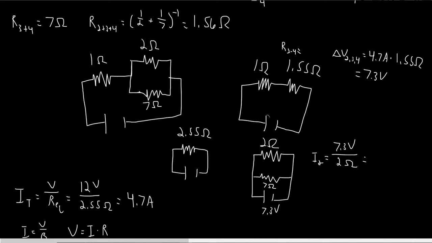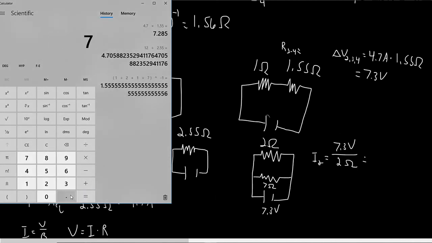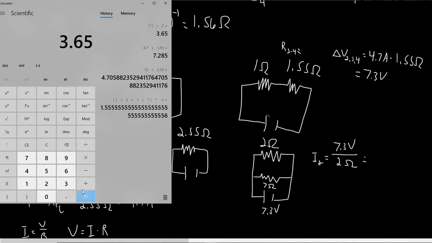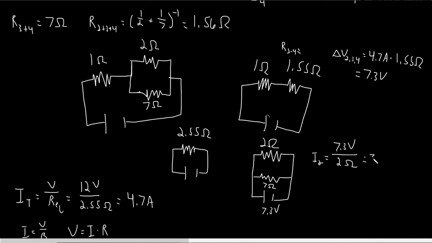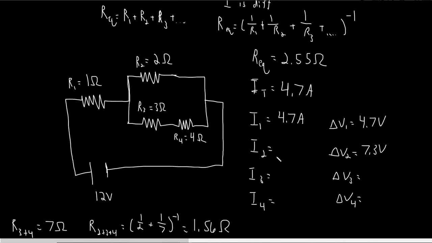Can't do that in my head. 7.3 divided by 2. 3.65. Let's go 3.7. All right, so the current going through resistor 2 is 3.7 amps. All right, so the current going through this part of my complicated circuit, 3.7 amps.